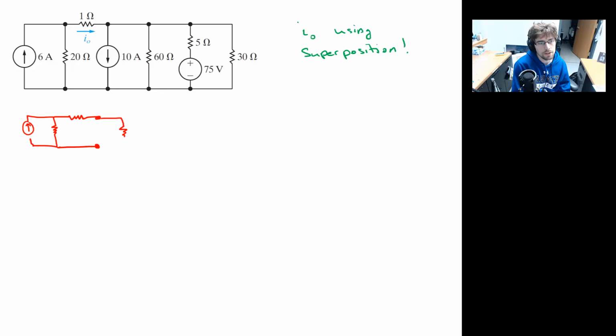So now I've got my 60. Okay. I've got my 5, and I'm deactivating my potential supply. So I just connect the 5 to a wire. And then I've got that 30 right there. Okay. Well, how do we want to go at this? Let's go ahead and do node voltage. Sure, let's do node voltage.